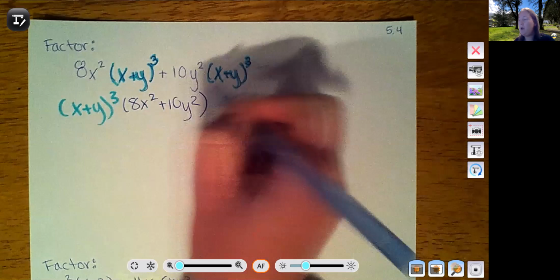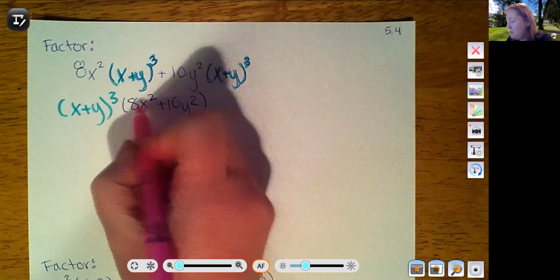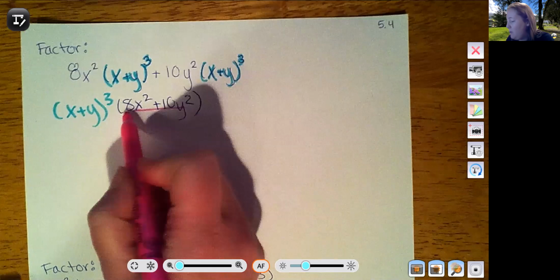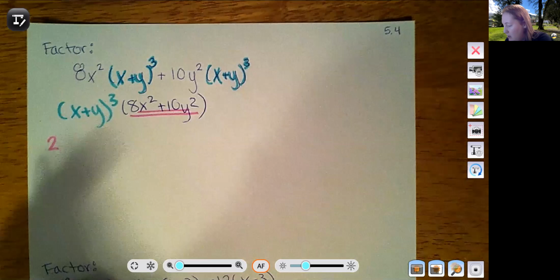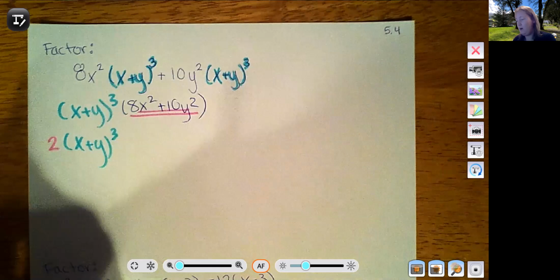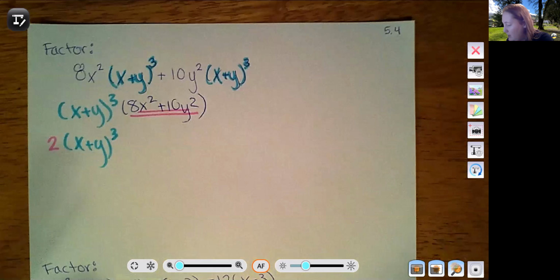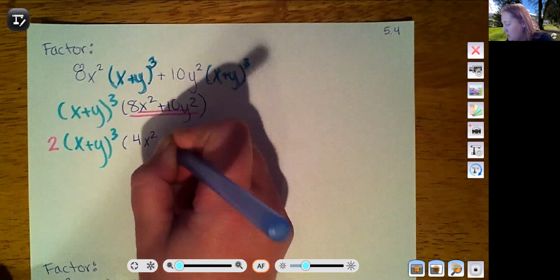Always make sure what you're left with, if it can be factored further, you should do that. So in this case, I can factor out a 2 from this expression, from both terms. I'm going to put it out in front. And what's left over then is 4x squared plus 5y squared.